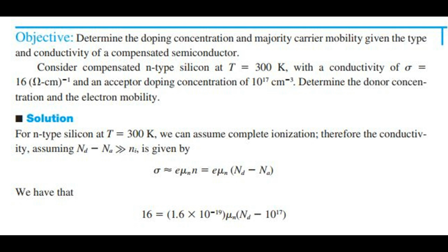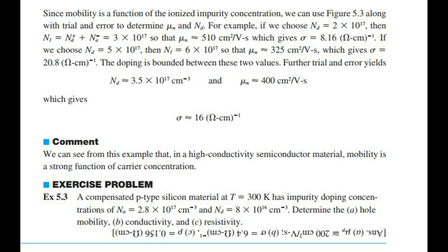Solution. For n-type silicon at T equals 300 K, we can assume complete ionization. Therefore the conductivity, assuming N_d minus N_a is greater than n_i, is given by the following. We have that. Since mobility is a function of the ionized impurity concentration, we can use figure 5.3 along with trial and error to determine mu and N_d.